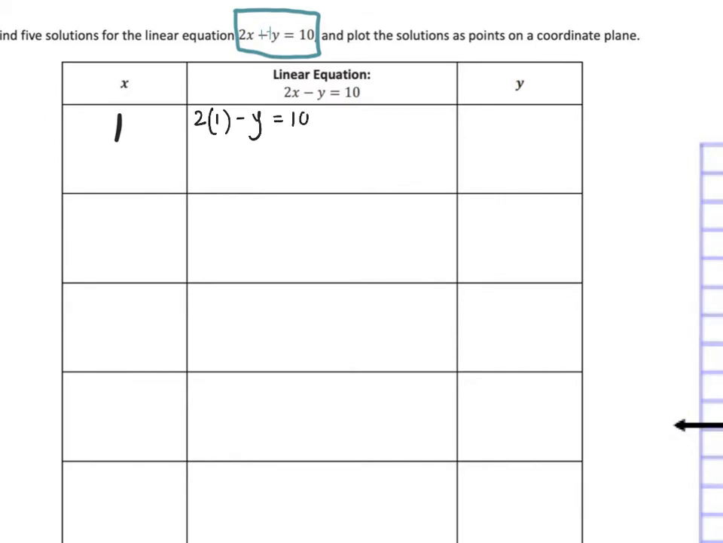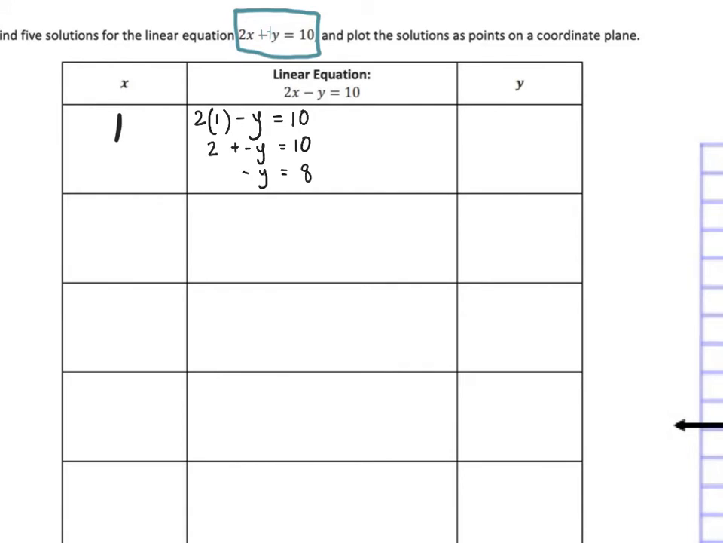And I'm going to solve for y. So 2 times 1 is 2. So 2 take away y equals 10. And I'm just going to solve for that y. Well, first I'm going to change this to plus negative. So this becomes plus negative y, or negative 1y, whatever you want to do. And then I'm going to try to solve for that. So I'm going to take 2 away from both sides. So this becomes negative y equals 8.